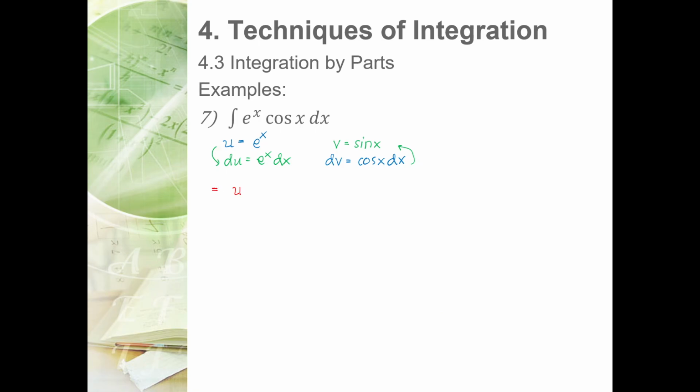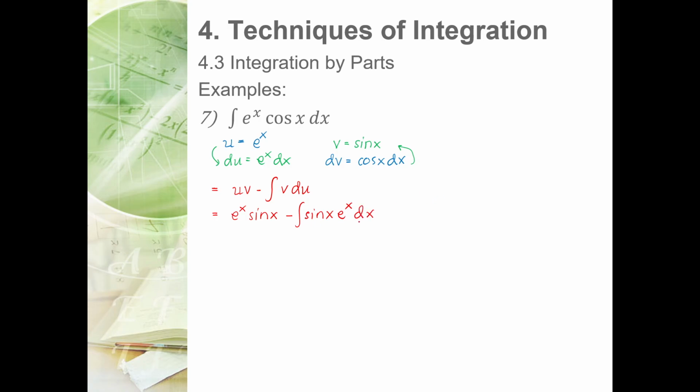By the formula, uv minus the integral of v du. So we now have e to the power of x sine x, minus the integral of v du. So that will be sine x e raised to the power of x dx.